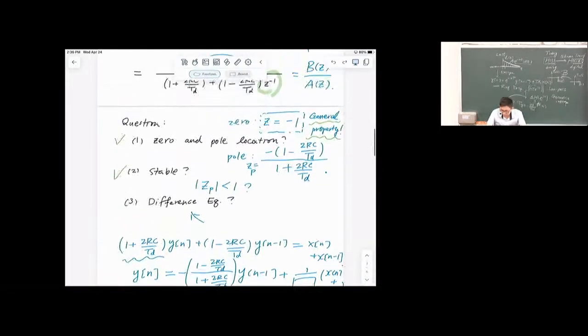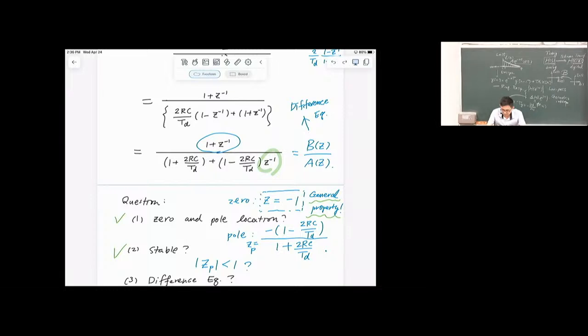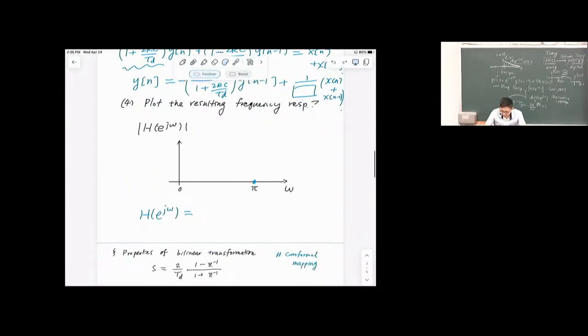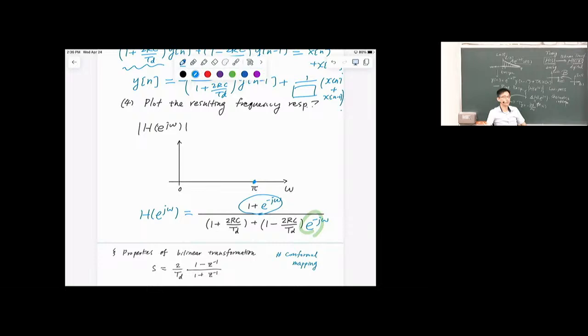Let me redo it. I'm going to copy this and put it right here as a reference. We need to evaluate it with z equals e to the j omega. Simple enough, right? Okay, that's what we will do. If you are required to do this on a computer, that's what you will do.